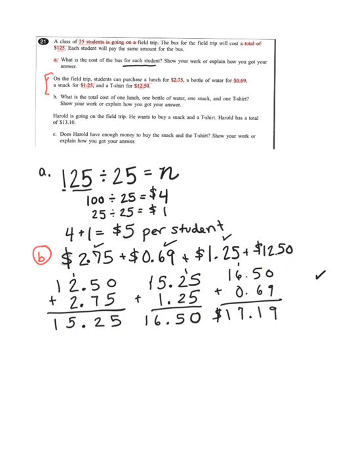Let's go ahead and work on part C, and then we'll look at the student work on the next slide. Harold is going on a field trip, and he wants to buy a snack and a t-shirt. He has a total of $13.10. Does he have enough money to buy the snack and the t-shirt? Show your work or explain how you got your answer. Okay, so we're going to take his $13.10. There's lots of different ways you could do this, but I'm going to do it using two subtraction problems. I'm going to take his $13.10 and subtract the cost of the t-shirt first, which is $12.50.